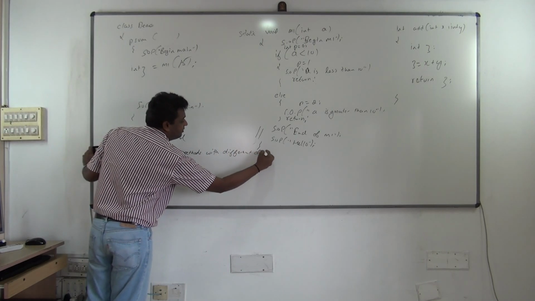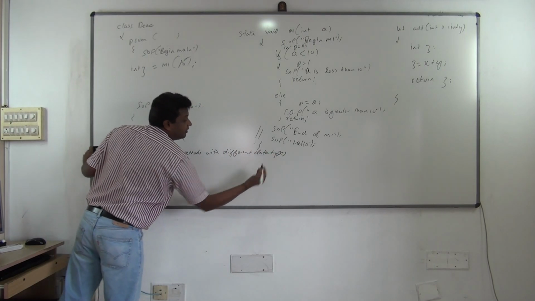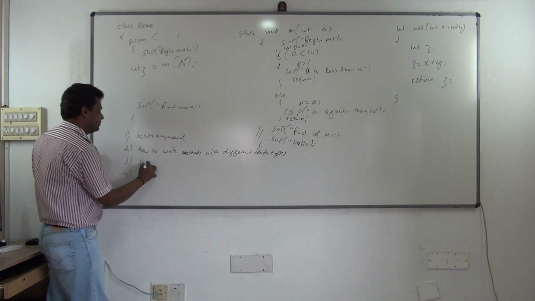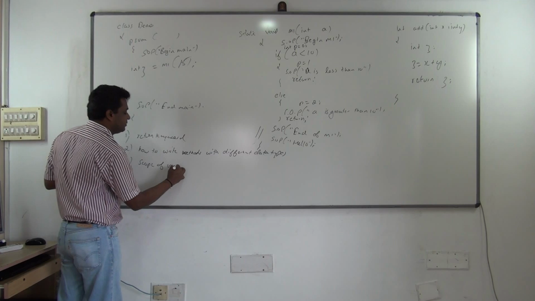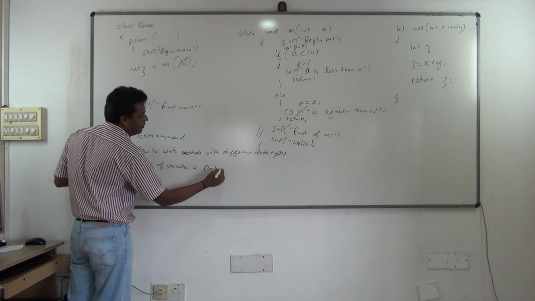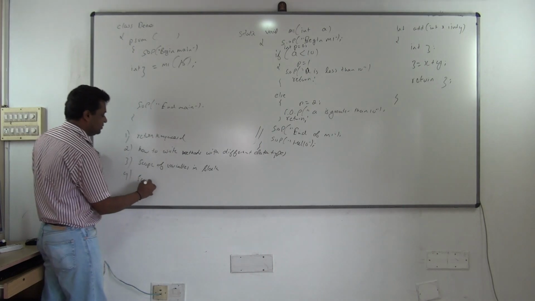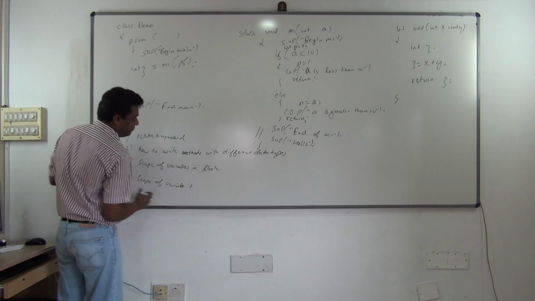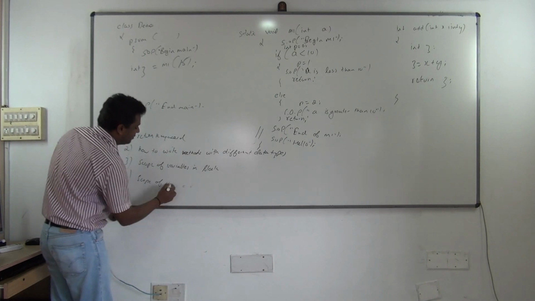Different data types means it might be in the return type or as parameters. Then scope of variables in block. What do you mean by scope? That's what your question will be. And scope of variables in method. So this also cannot be covered today. Which two? The third and fourth cannot be covered today.